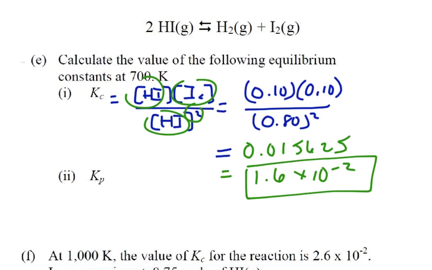Now the second part here says, well, what about Kp? Well, we know that Kp is equal to Kc RT. Let me write that correctly.